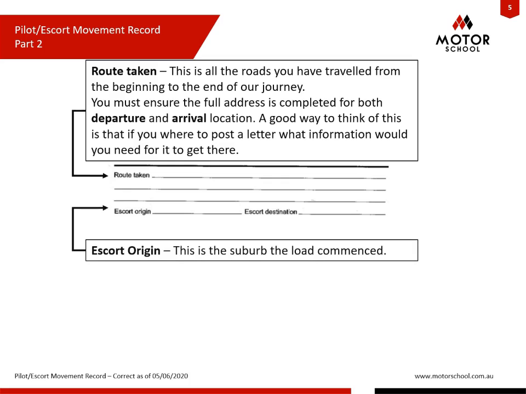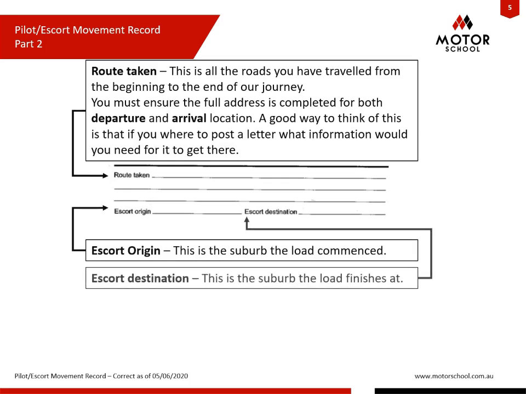The escort origin is the suburb the load commenced. The destination is where the load finishes or where it's going to. In this example here, you can see the roads are listed on the route taken, and the origin is the Hale Creek mine and the destination is Copperbella.